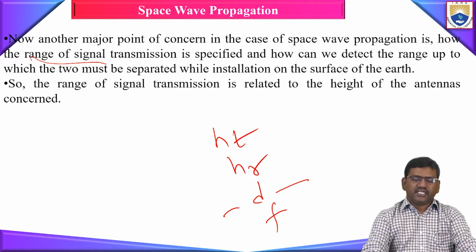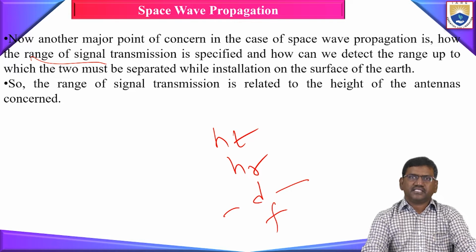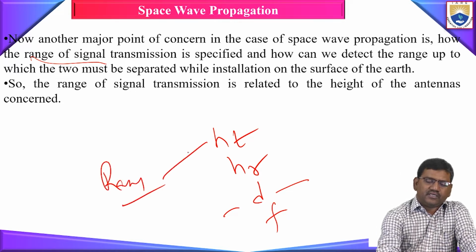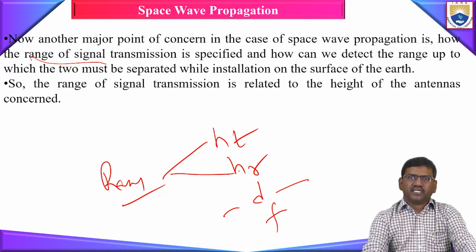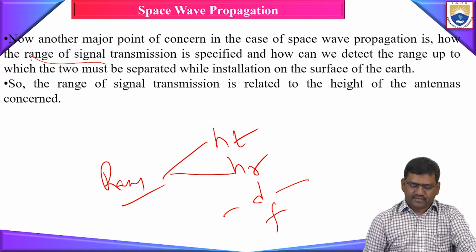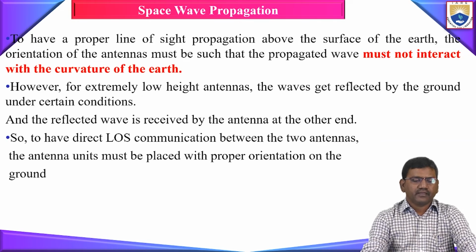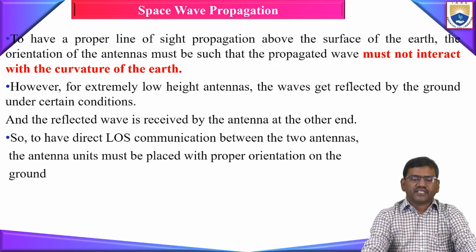So the range of signal transmission is related to the height of the antennas concerned. The range depends upon the height of the transmitting antenna and the height of the receiving antenna. To have proper line of sight communication above the surface of the earth, the orientation of the antennas must be such that the propagated wave must not interact with the curvature of the earth.